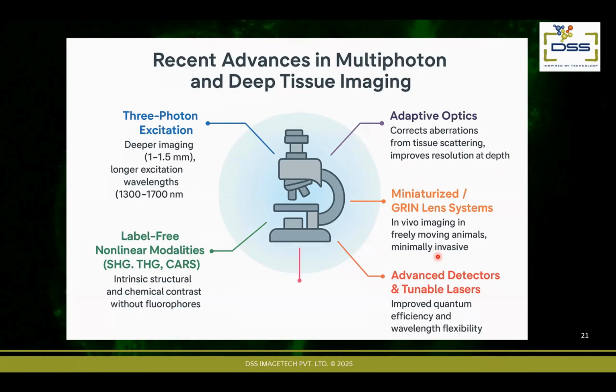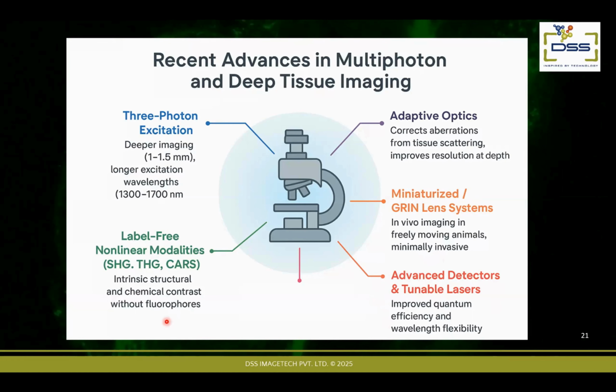Of course, with the advancement of all these optical components, we also have advanced detectors and tunable lasers. Modern femtosecond lasers are more tunable and stable, allowing excitation of multiple fluorophores, or even three-photon excitation. At the same time, detectors, for example sensitive gallium arsenide phosphide and other hybrid detectors, are also coming up to improve photon collection efficiency, which is very crucial for deep tissue imaging where the signals are weak.